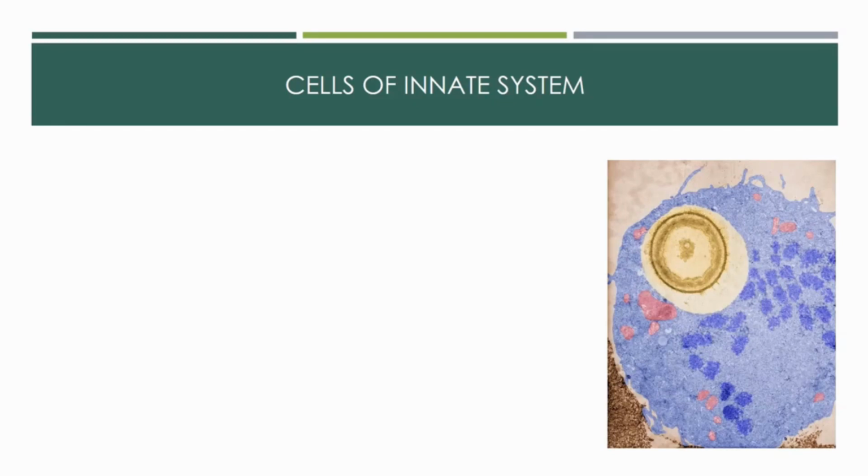So now that we've seen the origin of immune cells, let's talk about some of the cells in the innate system that are always there protecting us from infection. Cells of the innate system have a fairly primitive way of killing invaders. They eat them and digest them. This process is called phagocytosis.